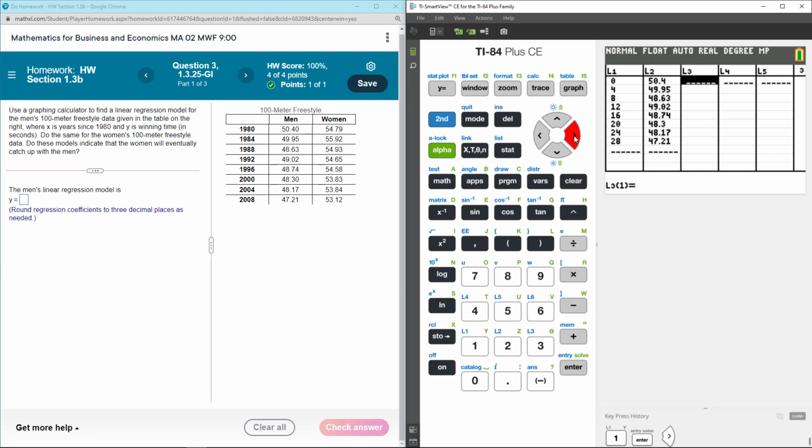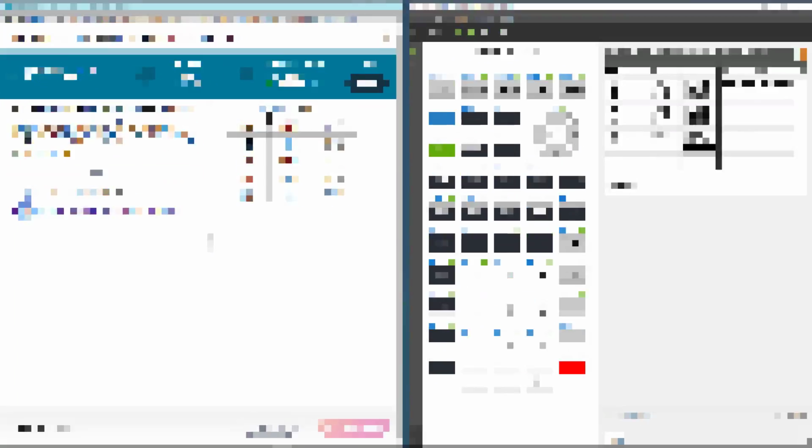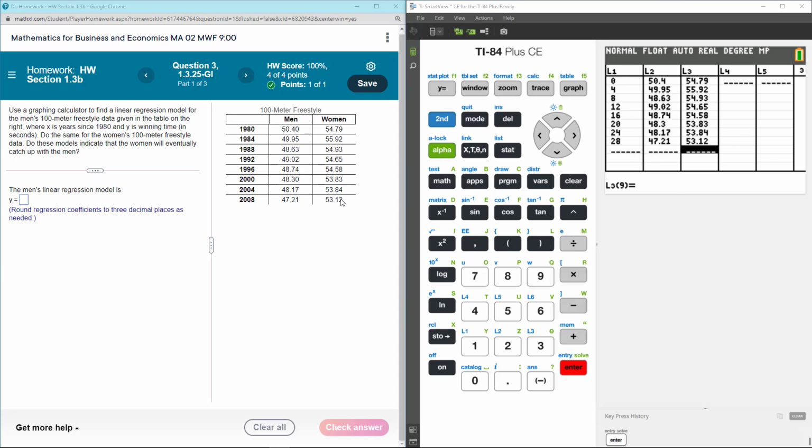So I'm just going to go ahead and do that, and I'll be back with you in just a second. Okay, I'm back. Now once you've done this, you'll probably want to make sure our data is right. So we have 53.12, 53.84, 54.58, 54.65, 54.93, 55.92, 54.79. And over here we have 47.21, 48.17, 48.3, 48.74, 49.02, 48.63, 49.95, and 50.4. So this data works.